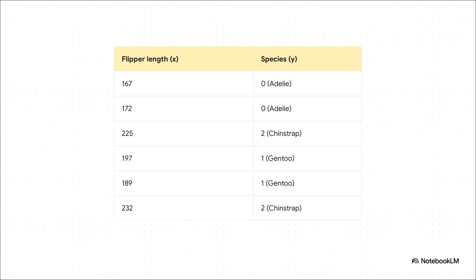This right here, this is the kind of data our model gets to learn from. On the left, you've got the flipper length, and on the right, you see the species. But notice how we've turned the names into numbers: 0 for Adelie, 1 for Gentoo, and 2 for chinstrap. The model's whole job is to figure out the secret pattern that connects these two columns.